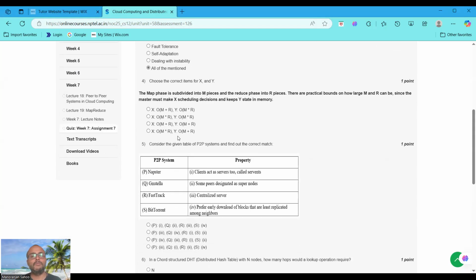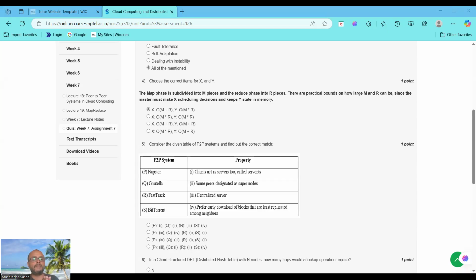Clear? Now moving to question number 4, choose the correct option. The map phase is subdivided into M pieces and the reduce phase into R pieces. There are practical bounds on how large M and R can be, since the master must make X scheduling decisions and keeps Y state in memory. So here you can choose option A. Why do you choose option A?